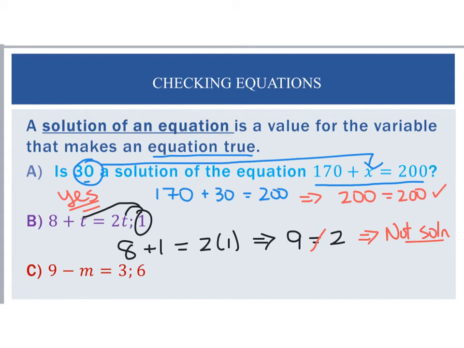And then finally, for part C, I have 9 minus m equals 3. It's wanting to know if 6 is a solution. So if I take 6 and plug it in for m, I'm left with 9 minus 6 equals 3. 9 minus 6 does give me 3, so I have 3 equals 3. And because 3 does equal 3, I would say yes, this is a solution.